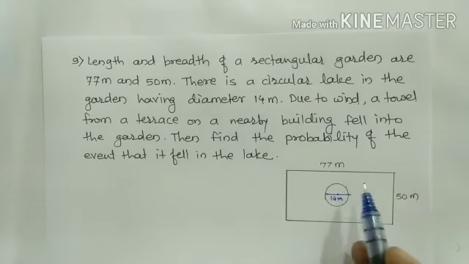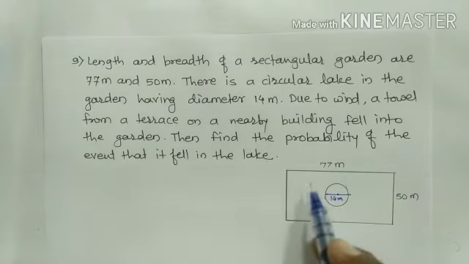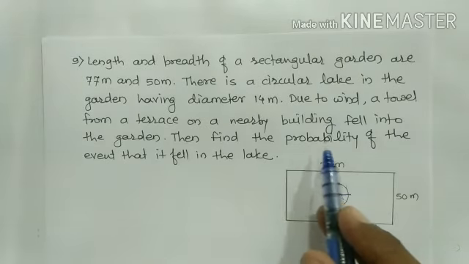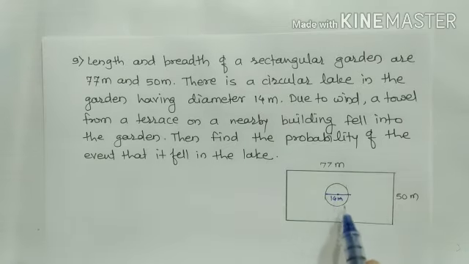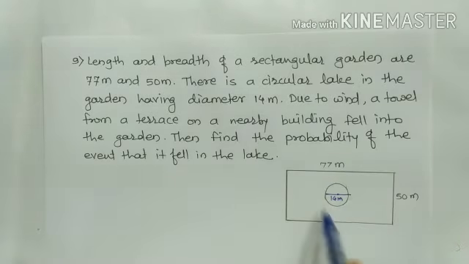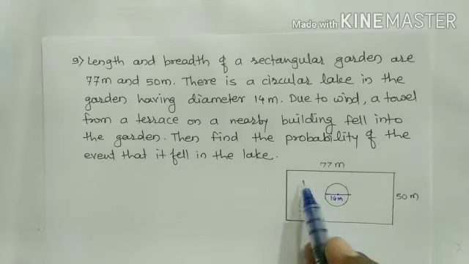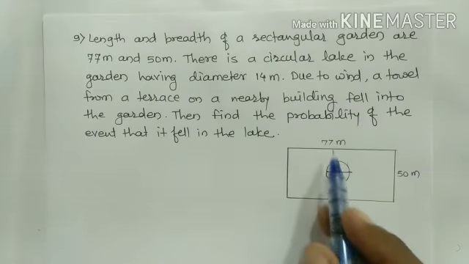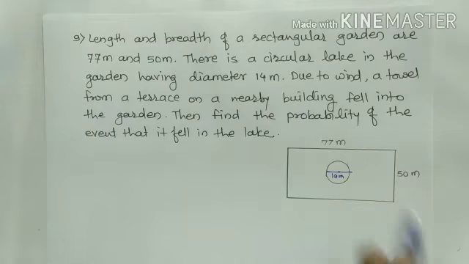It means that the sample space in this example is the area of this rectangular garden, and the event, or the number of the event, is the area of this circular lake, because here we have to find the probability of the event that it fell in the lake. So n(A) equals the area of this lake, and n(S) equals the area of the garden. First we find the area of the garden, and then the area of the circular lake, and then we have to find the probability that the towel fell in that lake.